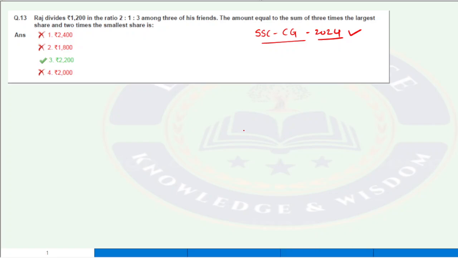Hello everyone. Let us discuss a few questions from ratio proportions. These questions were asked in the previous year SSC CGL examination 2024.